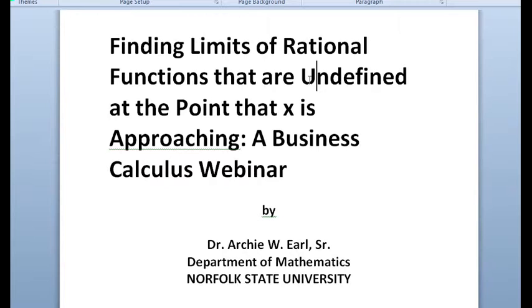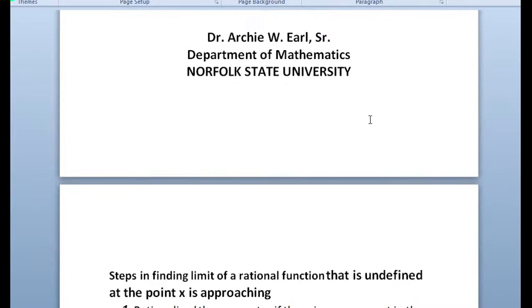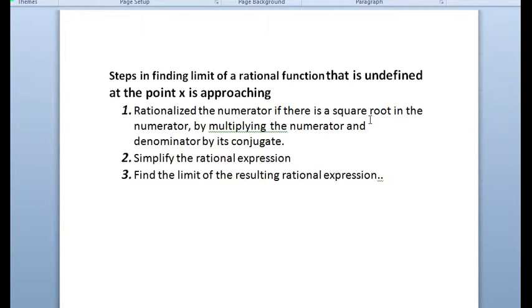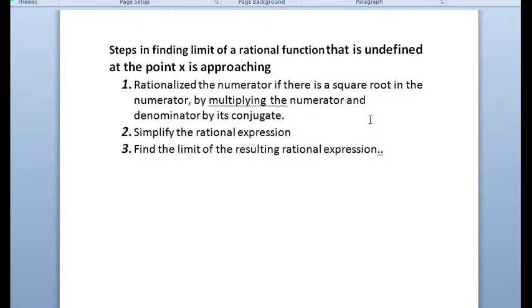So we are looking at rational functions, algebraic fractions, functions defined by algebraic fractions in this lecture. These are the steps that are involved in finding the limit of a rational function that is undefined at the point that x is approaching.